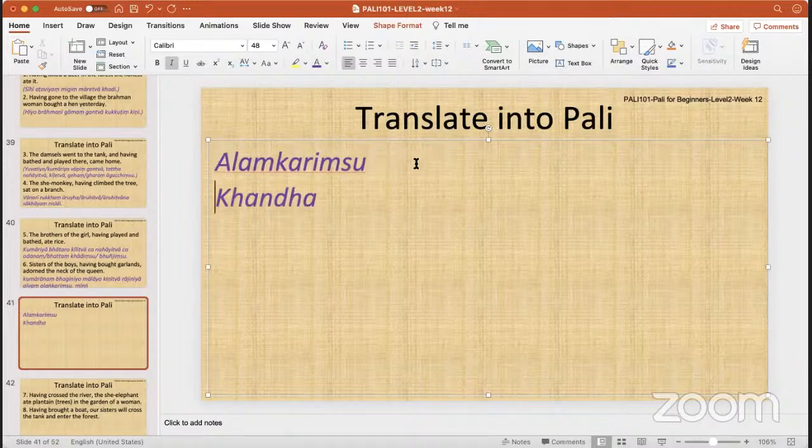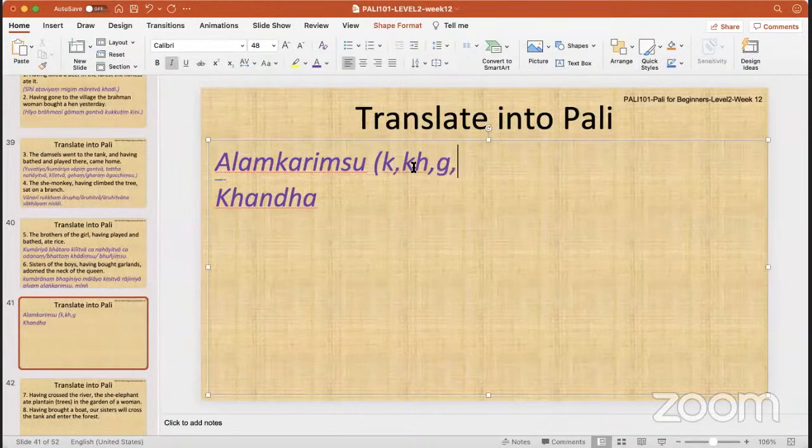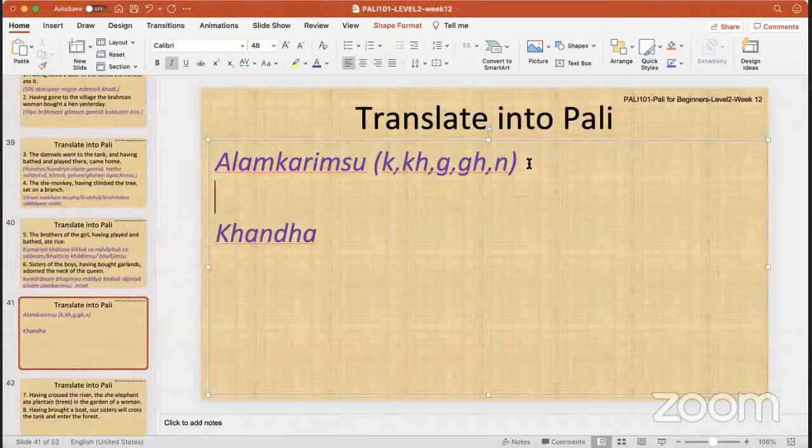Alankarinsu. So here, if you see closely, ka, kha, ga, gha, and nga. And over here, ka, kha, ga, gha, nga, then we have, let's say, sanya. Okay, let's say vancha.